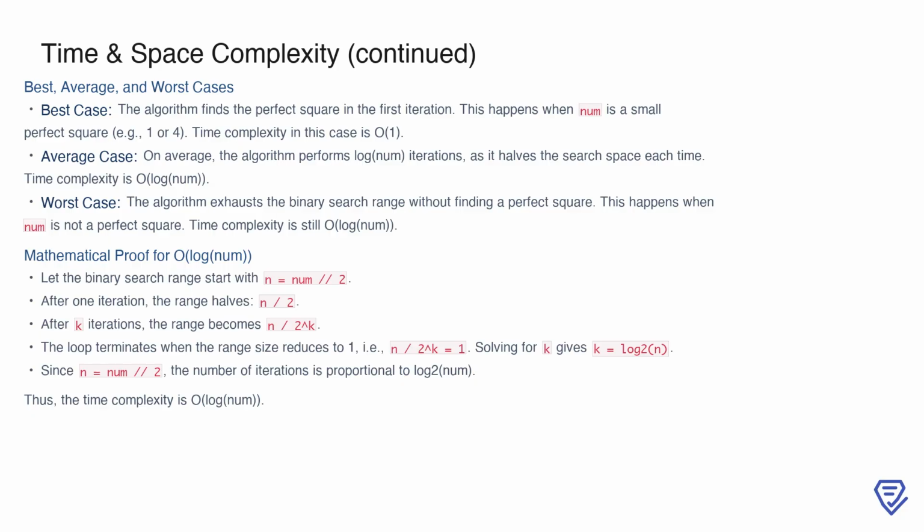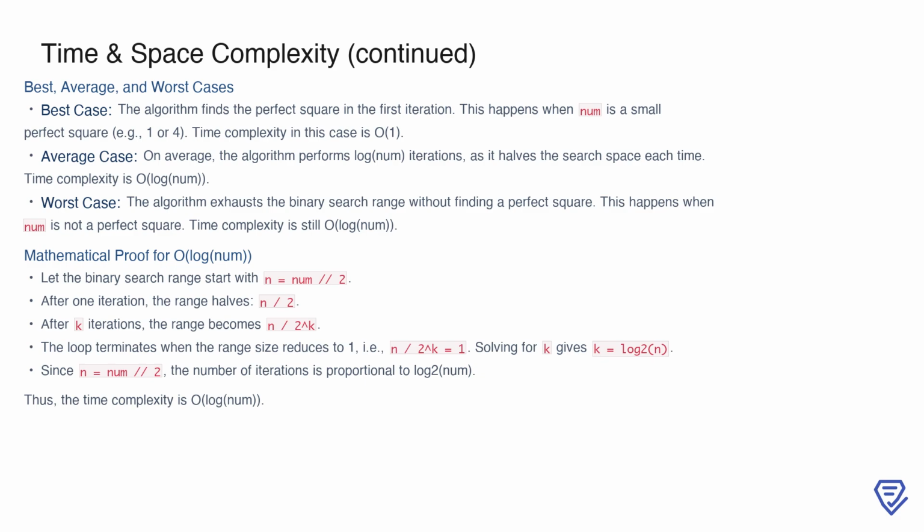To mathematically confirm the O(log number) complexity, consider that the initial range size is number // 2. After each iteration, the range is halved, reducing to (n/2) to the power of k after k iterations. The loop ends when the range size reaches 1, leading to the equation (n/2) to the power of k equals 1.